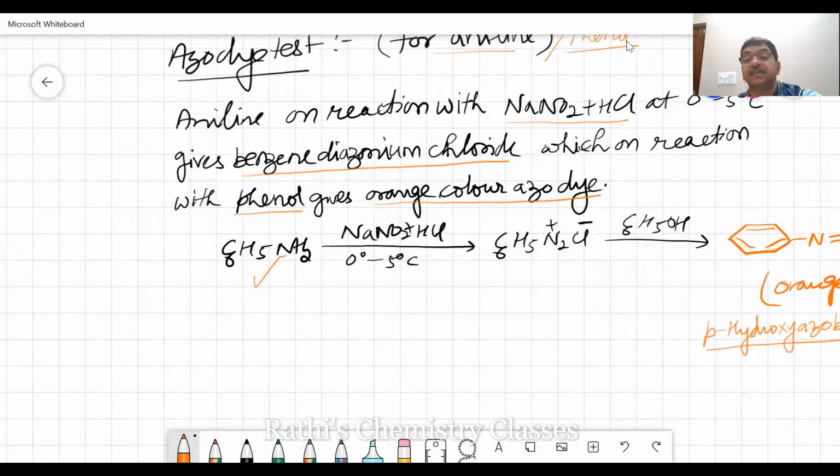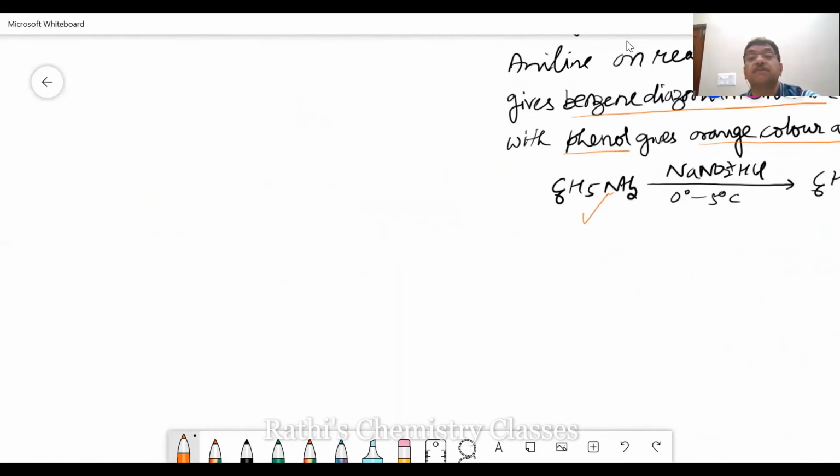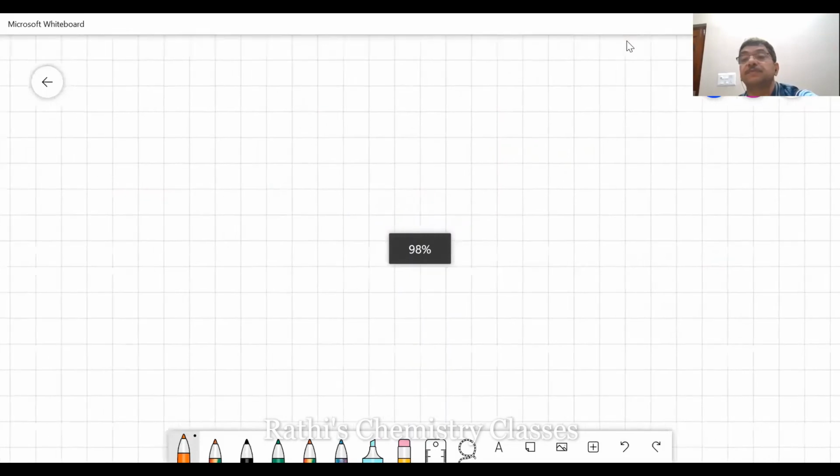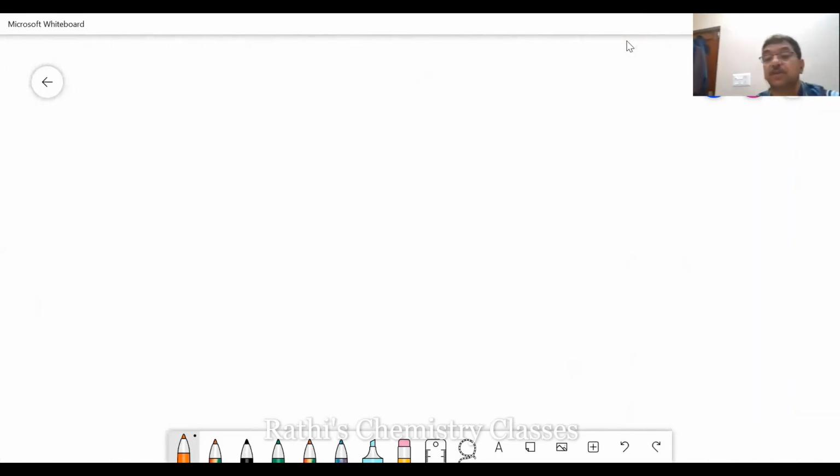Now, using these tests, we have to distinguish different compounds. A number of distinguishing tests we have to use. All these tests, that is about 11, to distinguish different compounds. Like it can be asked, how can you distinguish chloromethane and chlorobenzene? First, second, methanol and ethanol.